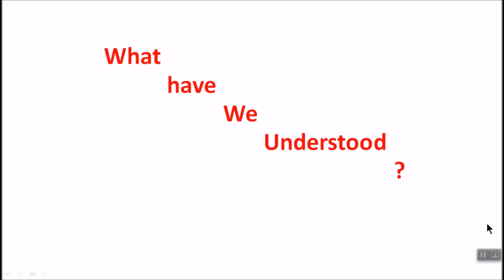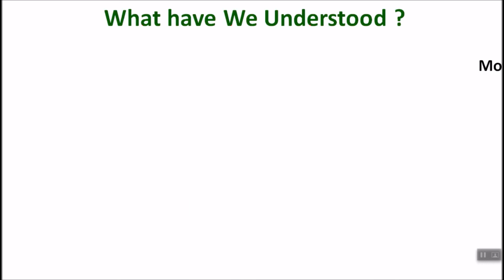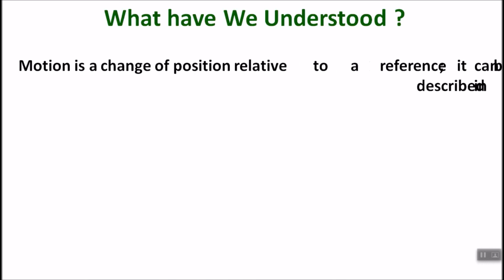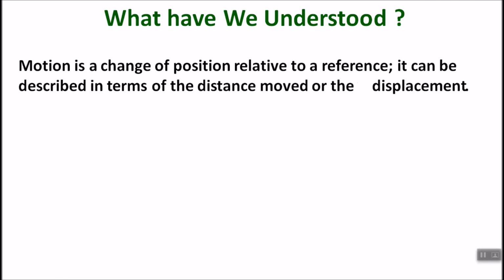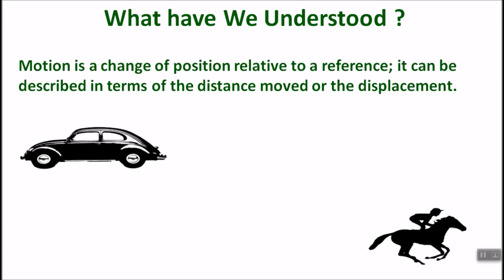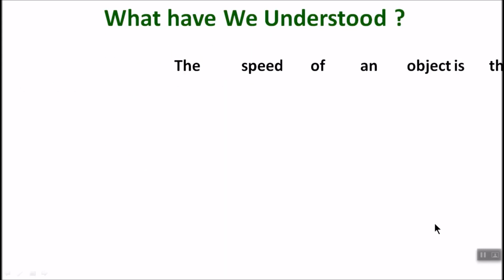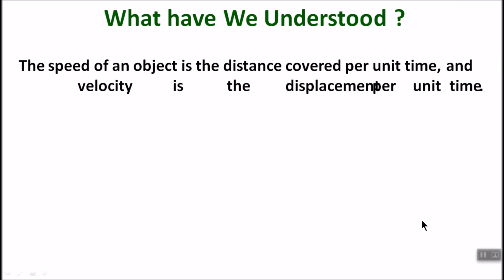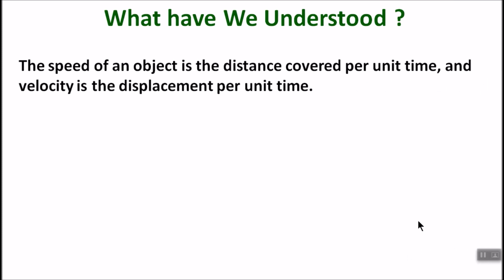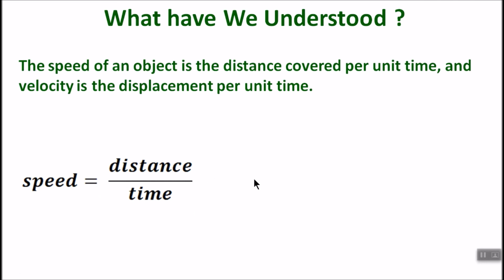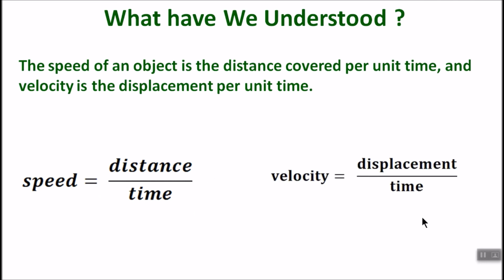To summarize at the end, we need to see what we have understood. The very first point we saw at the start of this lecture is that motion is a change of position relative to a reference, and it can be described in terms of the distance moved or the displacement of an object. The next very important point is the quantification of speed. That is, the speed of an object is the distance covered per unit time, and velocity is the displacement per unit time. In simpler terms, velocity is nothing but speed along with direction. Speed is defined as distance by time, while velocity is defined as displacement by time.